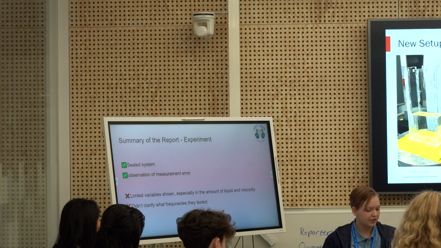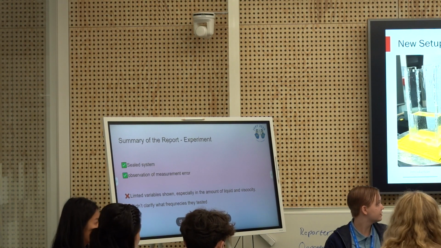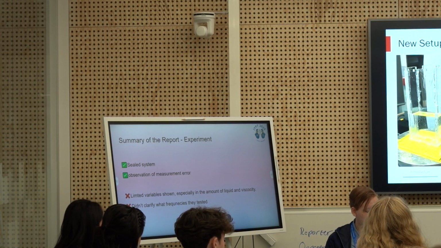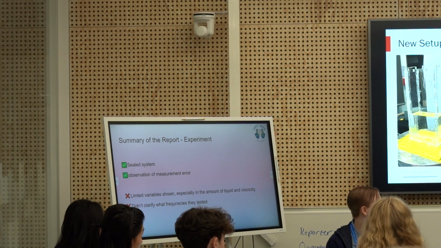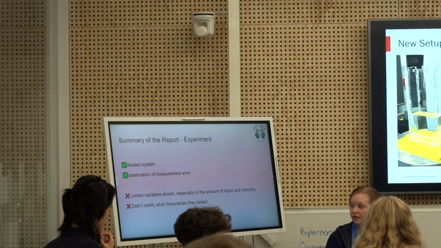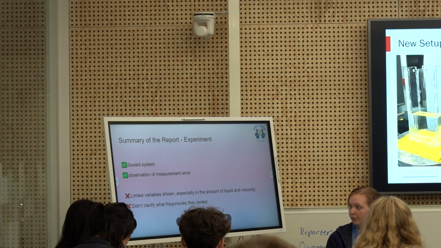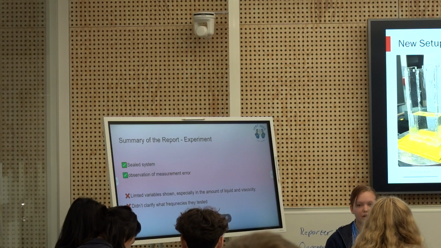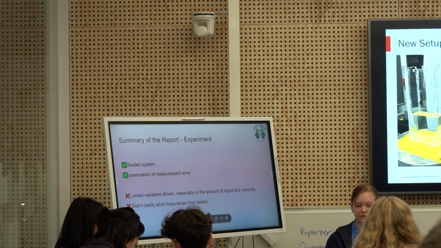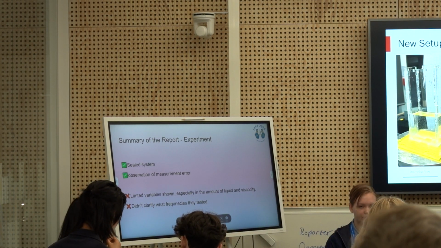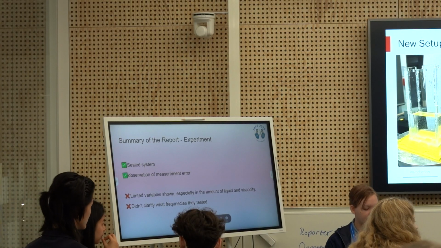To summarize the report, they did have a completely sealed system, which we like. They had a manual air injection, and they did measure their measurement error. They observed that and they kept track of that. They did vary multiple things that we were looking for, like the amplitude, the frequency, the size of the container, but there was a limited range of variables, and we think that different types of liquid or more types of liquid with a larger range of viscosities could have made some of their presentation stronger.